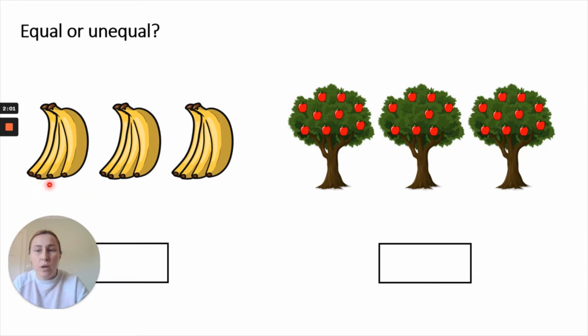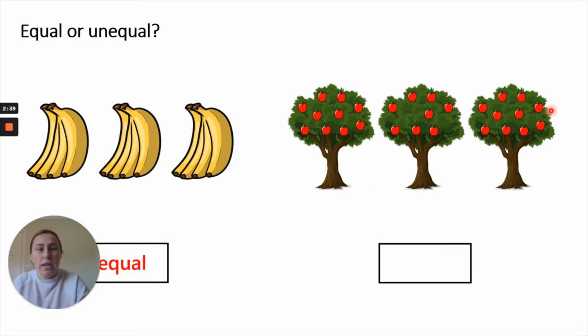1, 2, 3, 4. There are 4 bananas in our first group. Let's take a look at the second group. 1, 2, 3, 4. 4 again. Now let's take a look at our third group to make sure there is the same or an equal amount in our third and final group. 1, 2, 3, 4. Well, there is 4 bananas in each group, so that means that it is an equal group. So well done for counting along then.